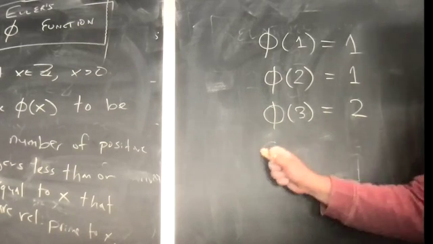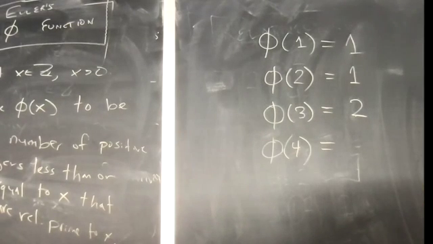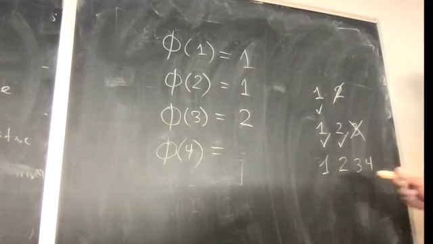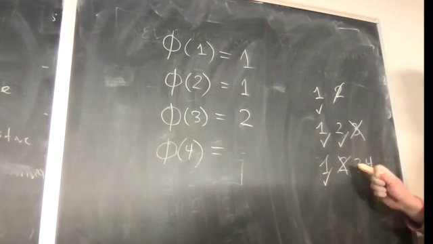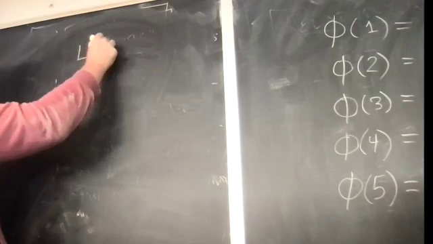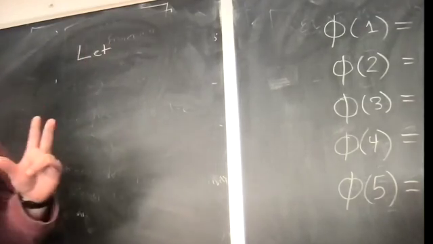What about phi of 4? 1, 2, 3, and 4. Is 1 relatively prime to 4? Is 2 relatively prime to 4? Is 3 relatively prime to 4? Is 4 relatively prime to 4? What about phi of 5? Remember what it means to be congruent modulo n?